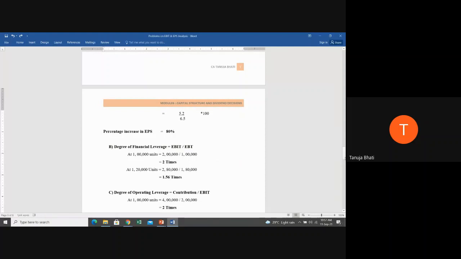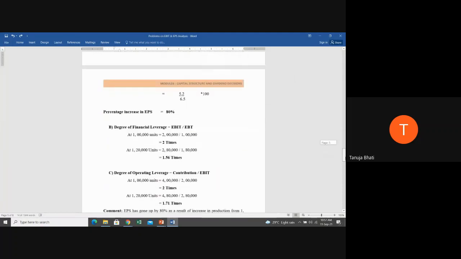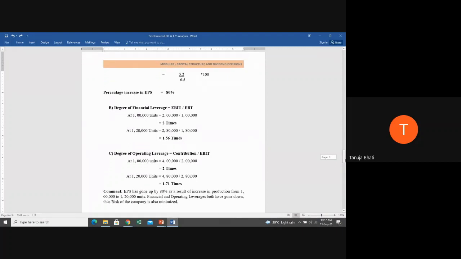The third question they are asking is the degree of operating leverage at both the units. Operating leverage is nothing but contribution divided by EBIT. At 1 lakh units, you pick up the contribution from the format divided by EBIT, you got 2 times. Similarly, at 1,20,000 units, take the contribution 4 lakh 80 divided by EBIT 2 lakh 80, you got 1.71 times as your operating leverage at 1,20,000 units.